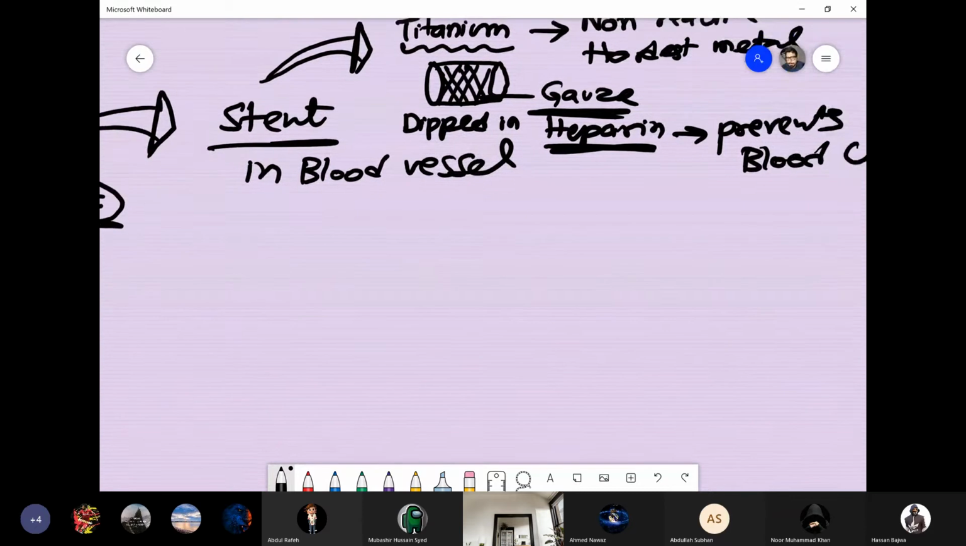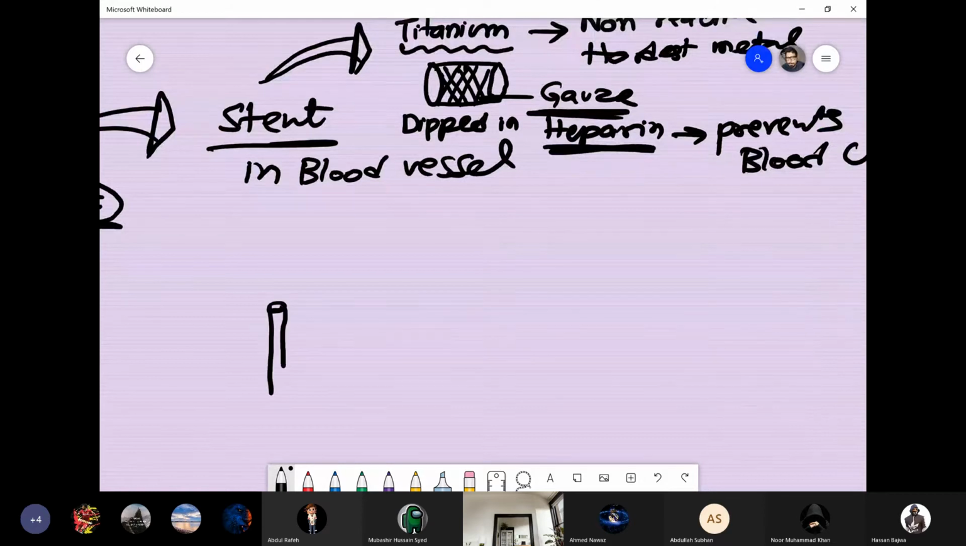Now, for the angiography, so angioplasty, now the same catheter is there. Now, interestingly, this catheter has a balloon on its tip. And above this balloon, they place this what? Stent.